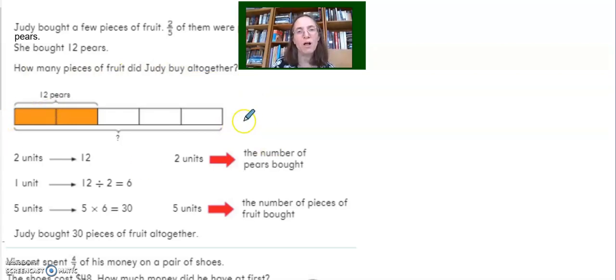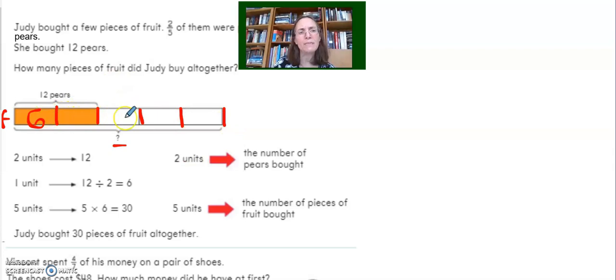If we drew it all out, if this was all of Judy's fruit, I would probably label it myself. We don't know how much she has in all, there's the question mark, but we know that she divided it into fifths. 1, 2, 3, 4, 5. 5/5. 2 of them are pears. 12 divided by 2, this is where we're finding the unit fraction, the 1. What is 1/5 here? And I think you've already figured out that would be 6. So 6 is 1/5.